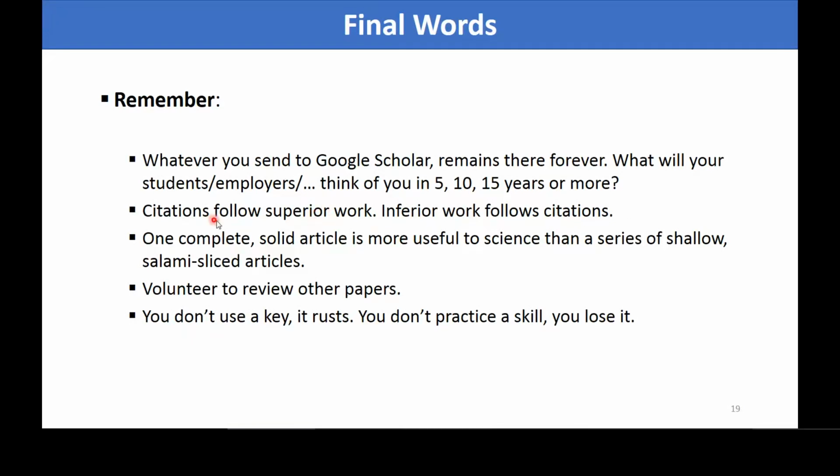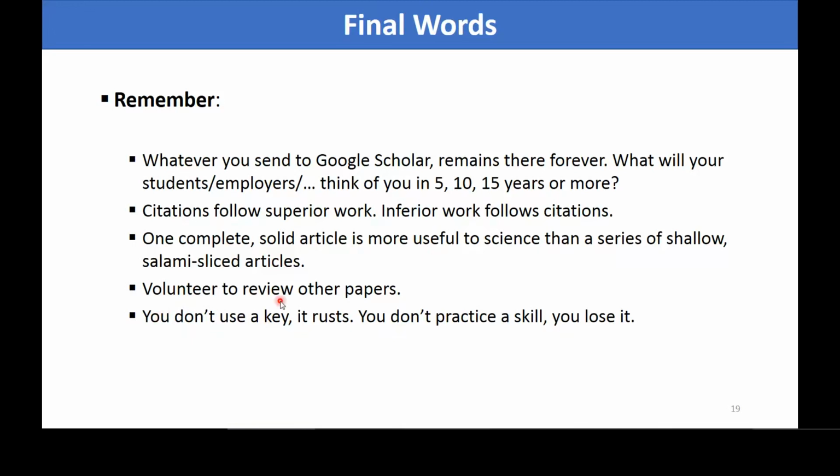Remember that one complete, solid article is more useful to humanity and the progress of science than a whole series of shallow salami slice articles. Salami slice is a term used for dividing a single work into multiple papers. Each of them is shallow, valueless really, but it increases the quantity of papers. This is a tactic followed by some researchers, which actually harms the progress of science. And try to volunteer to review other papers, which is useful for your writing, other than your research.